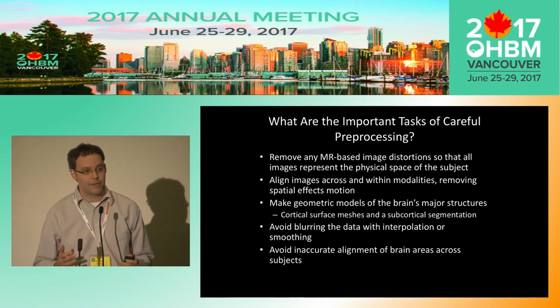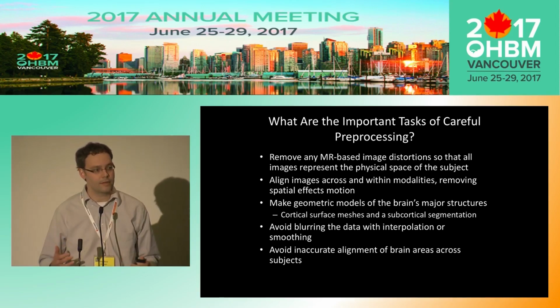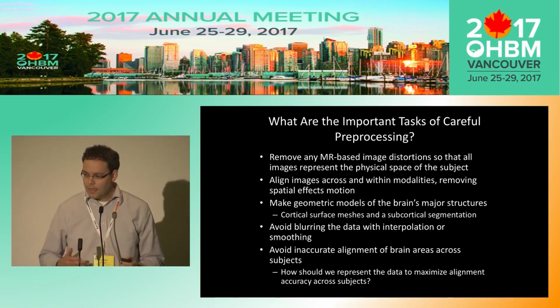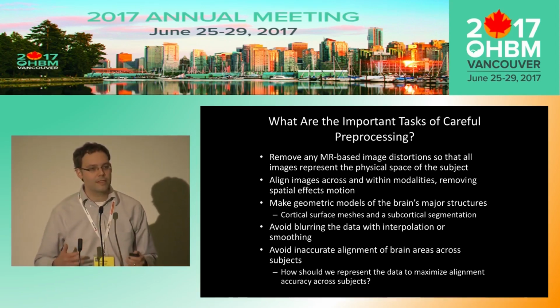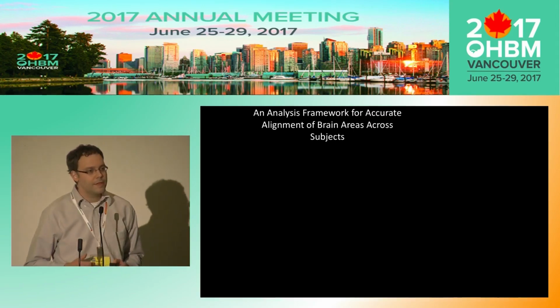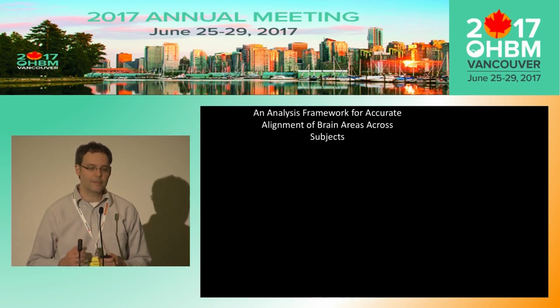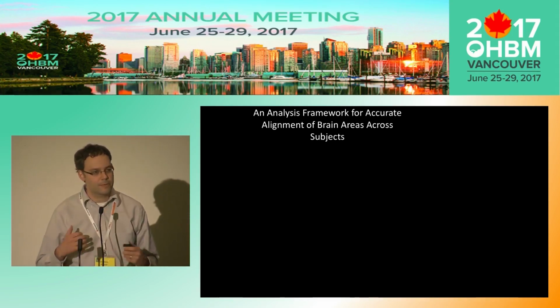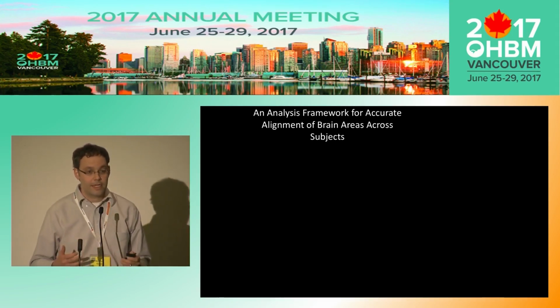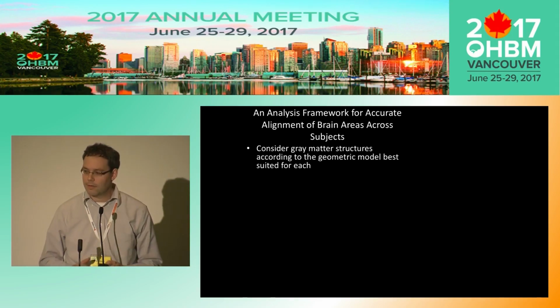Another big source of blurring in brain imaging is group average maps where areas aren't lined up across subjects. So how can we represent the data to give us the best shot at doing that? One of the things to come out of the Human Connectome Project was a different sort of analysis framework for representing fMRI data in particular so that we can achieve better brain alignment.